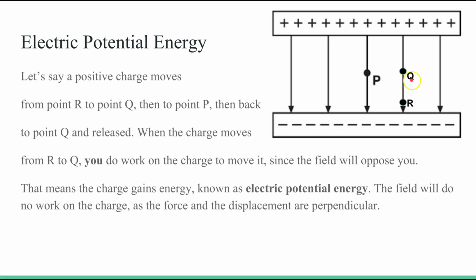So you will feel some opposition, so you have to do some extra work on the charge to move it. Since the field will oppose you, that means you're transferring energy to the charge while doing work, because work is simply a transfer of energy. So if you transfer energy, the charge will get some extra energy from you doing the work on the charge. And this is known as electric potential energy.